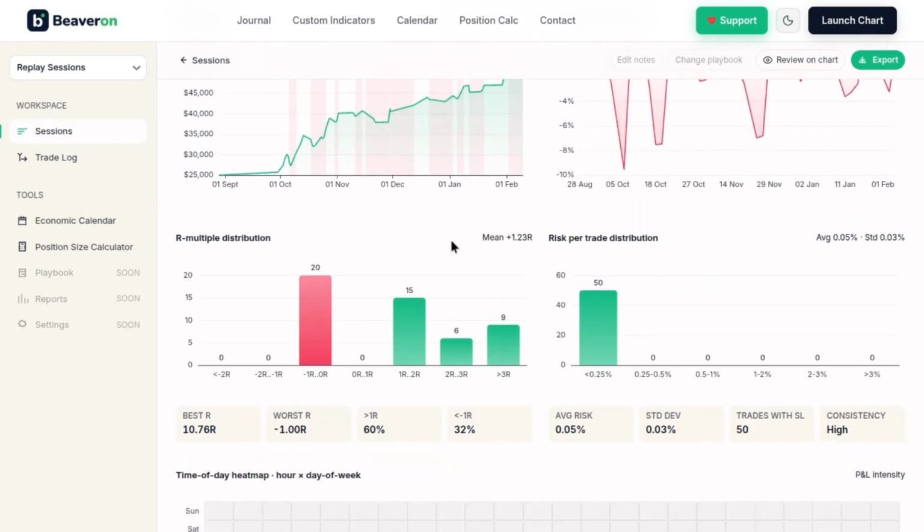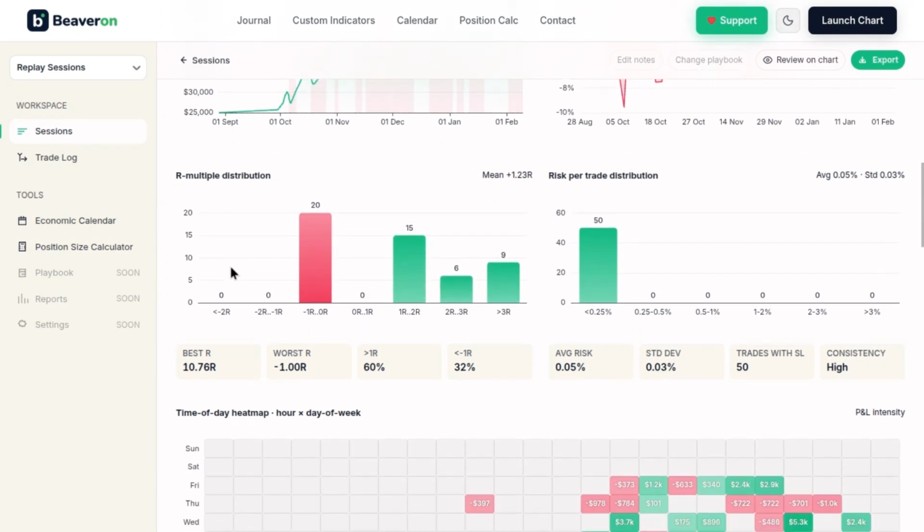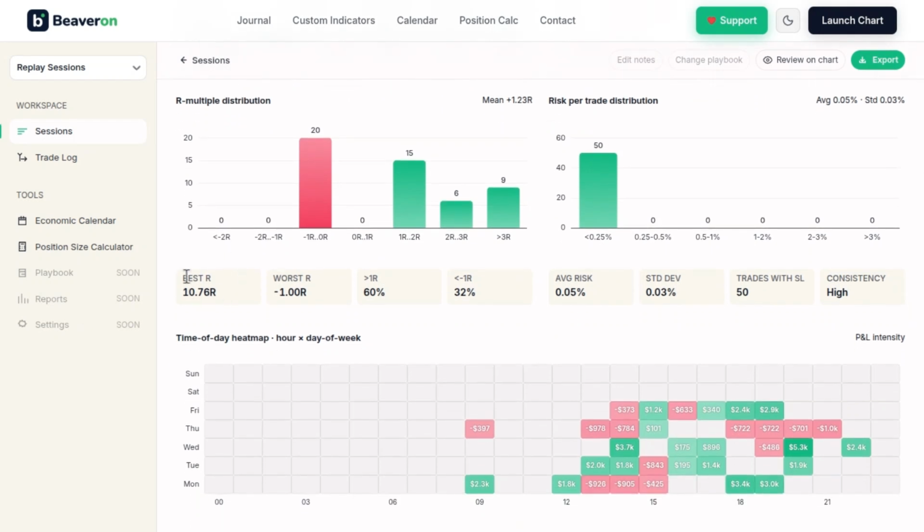And this, not really gonna go over this part as much because this doesn't really matter. But what I do like is this. So our best RR is 10.76. I don't remember having a risk to reward trade that was huge, but I guess apparently. Our worst R was -1. Makes sense.